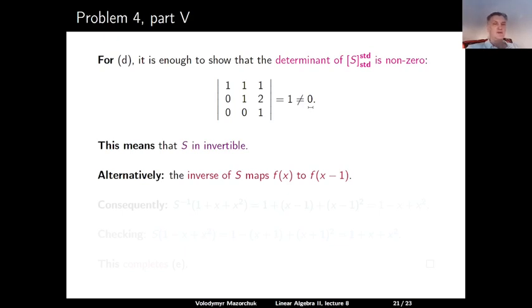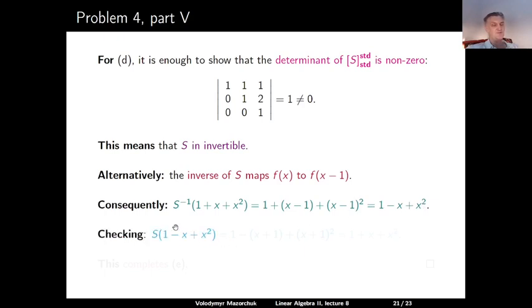Alternatively, one can argue that the inverse of S maps the polynomial f of x to the polynomial f of x minus 1. So S changes x to x plus 1. If we change x to x minus 1, we will get our original polynomial back. Consequently, if we want to know which polynomial is mapped by S to 1 plus x squared, we should just start from 1 plus x squared and replace x by x minus 1. So we will get 1 plus x minus 1 plus x minus 1 squared, and this is exactly the polynomial 1 minus x plus x squared.